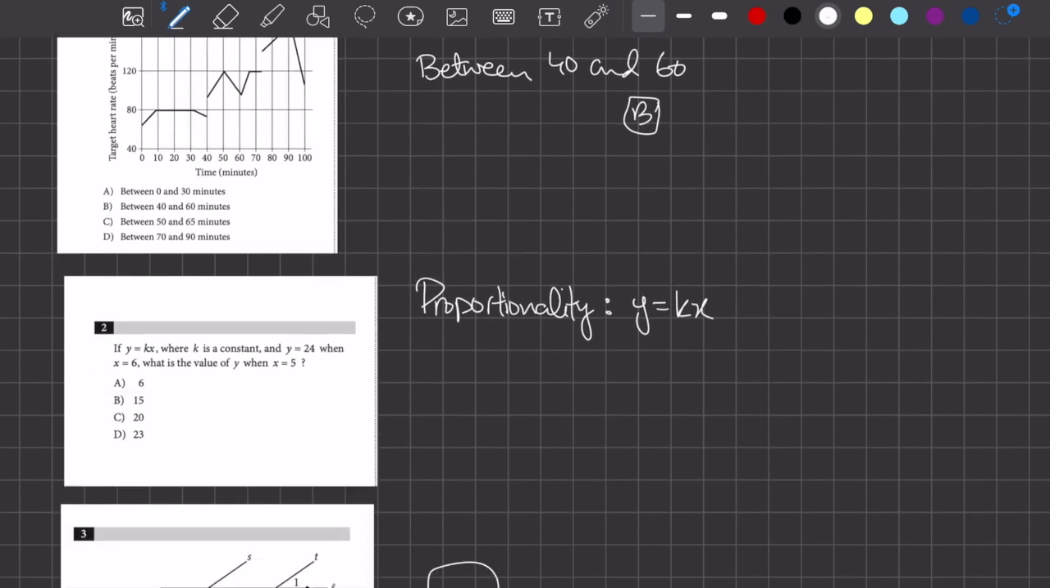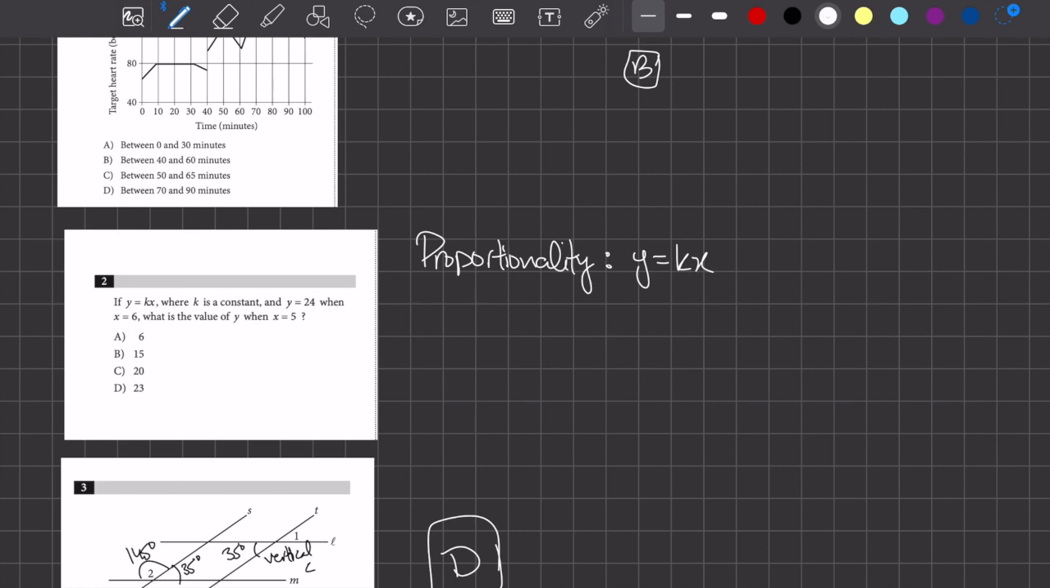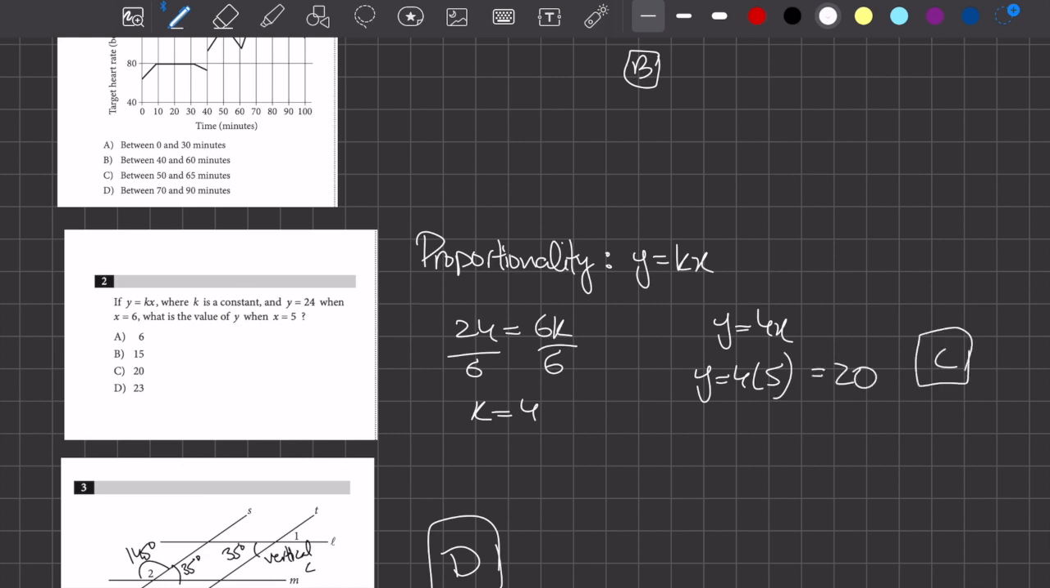Question 2 is about proportionality. We first need to find the constant of proportionality, or K. So we plug in the given values of x and y into the equation. This gives us K equals 4. Hence, our relation is y equals 4x. We now plug in x equals 5 to get y equals 20. So our answer is C.